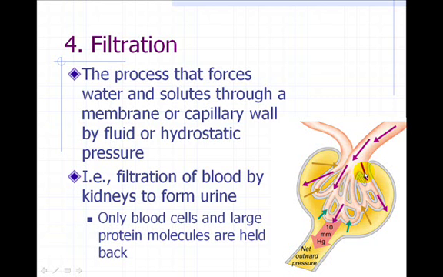Here's the glomerulus, where the hydrostatic pressure is pushing through, and only the blood is retained, and the unwanted products are pushed through, such as the urine. So things in the urine like urea, creatinine, and uric acid, for example.